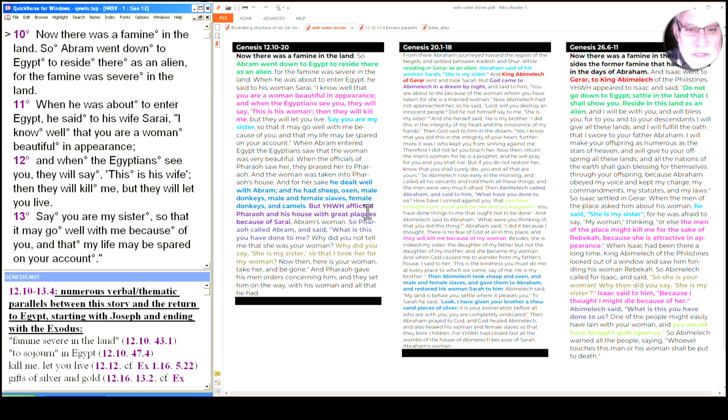In the first two, but not the third one, there's some direct response of God to the opponent king or leader. Here, Yahweh afflicted Pharaoh and his house with plagues because of Sarai, and here God came to Abimelech in a dream. But here there's nothing. Here Abimelech sees out the window what's going on, so there's no divine intervention there. In this kind of grayish purple color here, each of them is confronted by the opposing king.